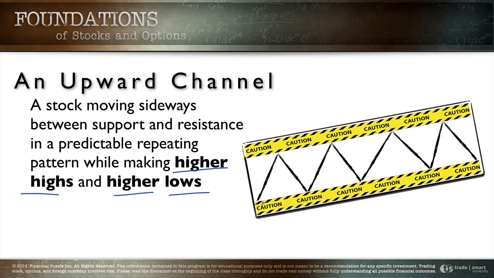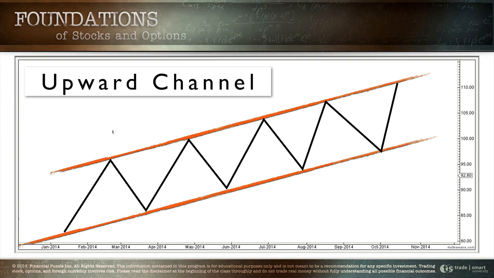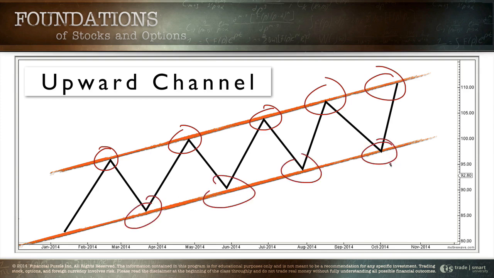You see what happens? The stock trades up, it comes down, we're in a predictable repeating pattern. It's the same channel, but now we're making higher highs. This is a higher high than the previous, and all the way up we've got higher highs and higher lows as well. When you've got a stock that's making higher highs and higher lows, by definition, it is an uptrend. If it's making these higher highs and higher lows while moving sideways between support and resistance, we've got ourselves an upward channel. Chris, how do you think you could trade an upward channel?